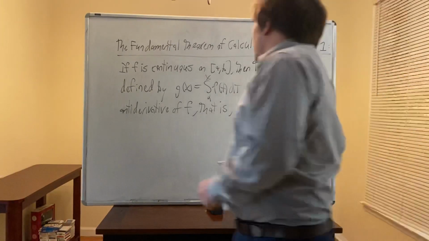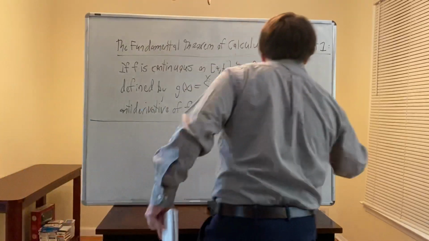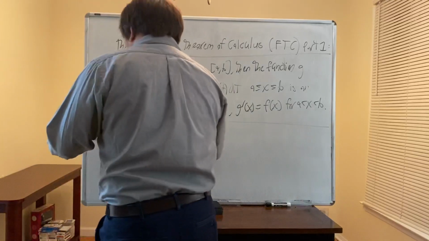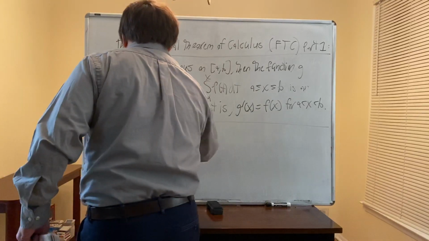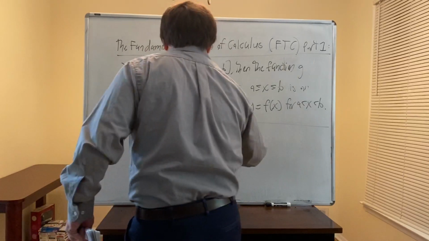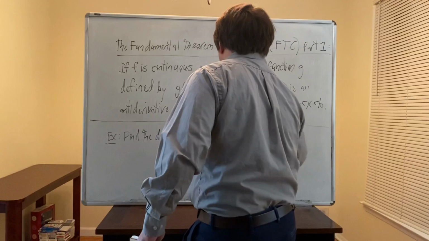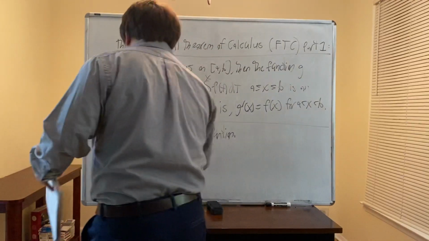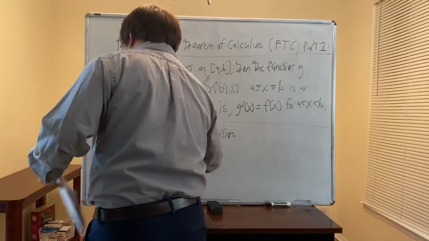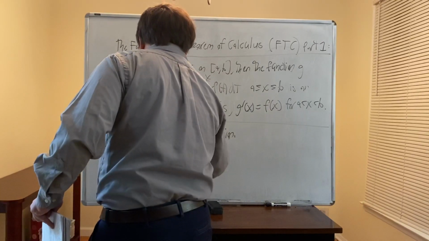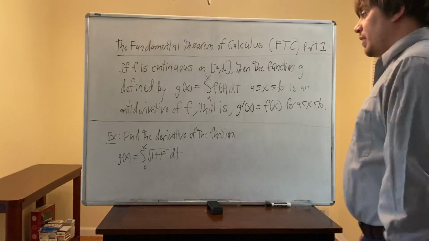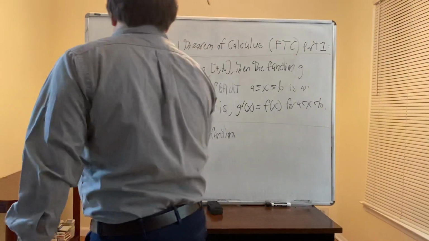Okay, so what does that mean? Let's look at an example. Let's use it. Here's an example. Find the derivative of the function g of x is equal to the definite integral from 0 to x of the square root of 1 plus t squared dt. Okay? Find the derivative of that function.